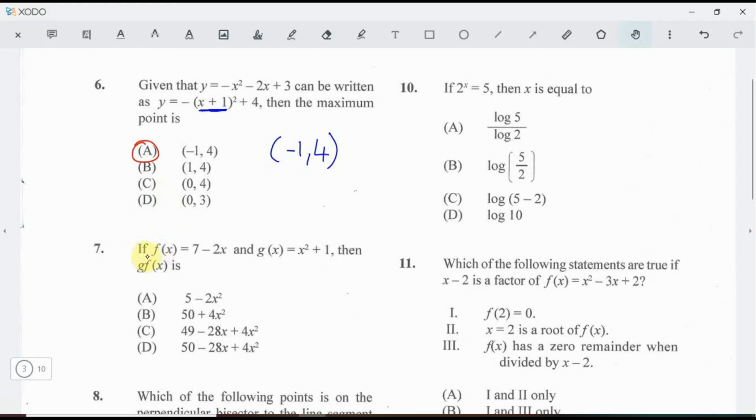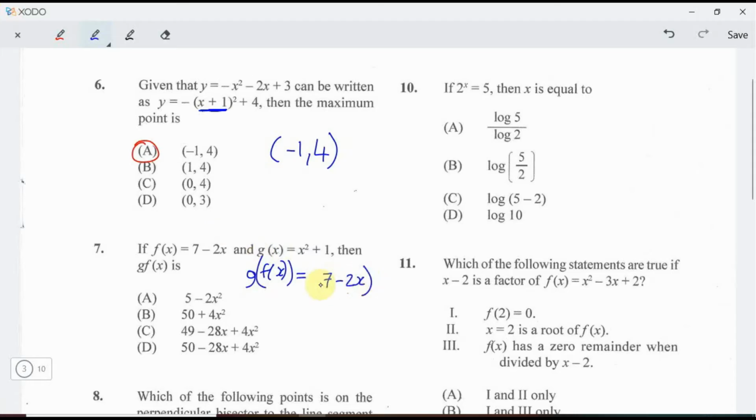Question 7. It says if f of x is 7 minus 2x and g of x is x squared plus 1, then g f of x is, g f of x means we're going to put f of x into g. So putting f of x into g, just to write it out, g f of x equals, put your f of x into g, it becomes (7 minus 2x) squared plus 1.